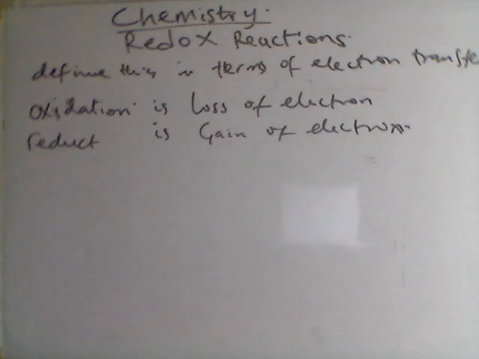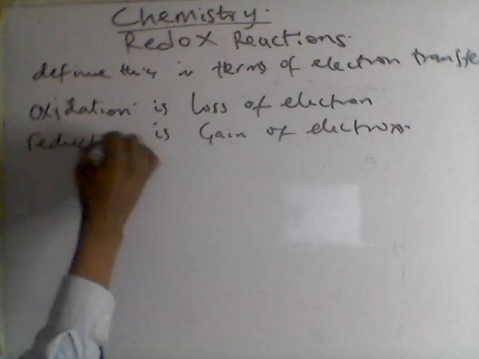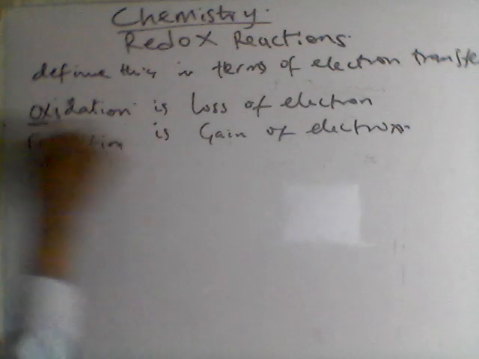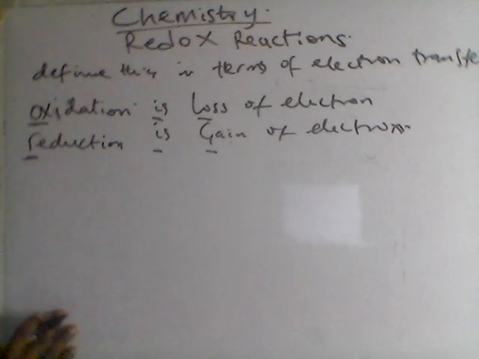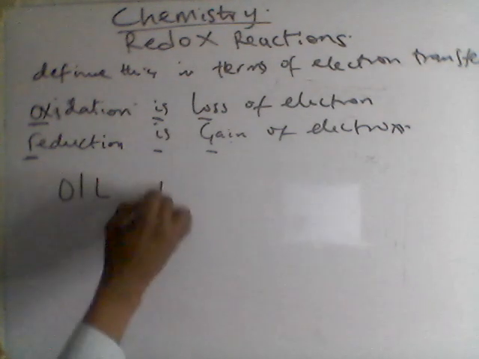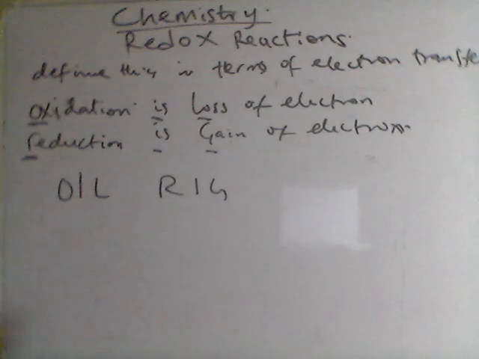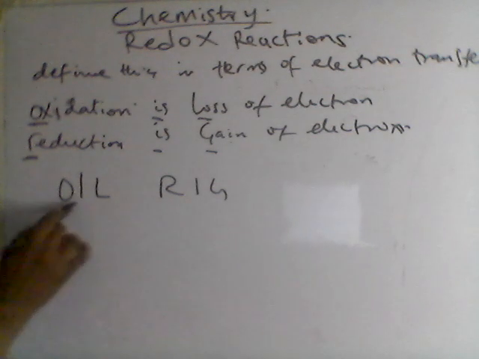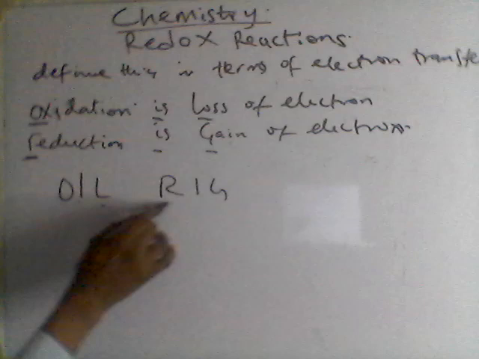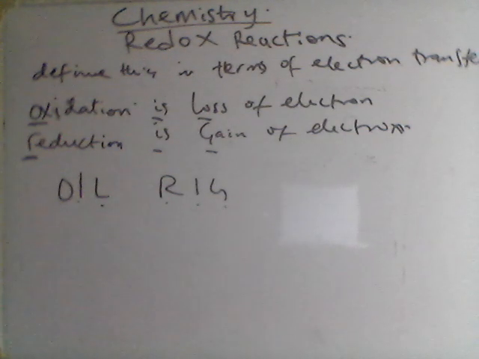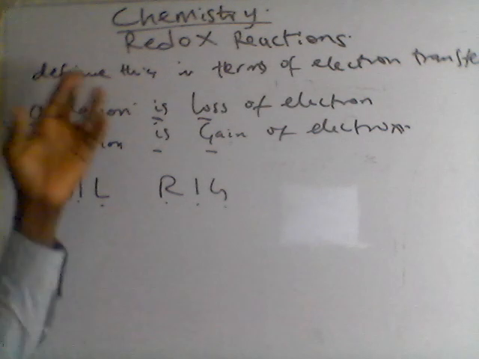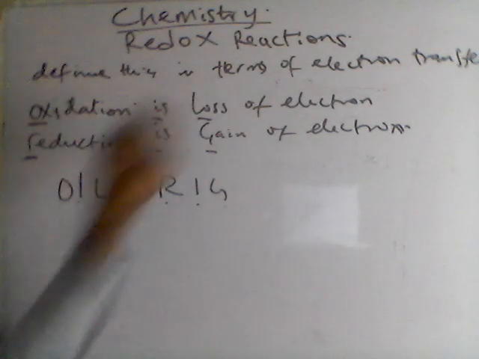Okay, so this one is very common in our exams, defining oxidation or reduction in terms of electron transfer. So look at the key terms here. Oxidation is loss of electron, and reduction is gain of electron. So we can use the mnemonic OIL RIG to remember this, where oxidation is loss of electron and reduction is gain of electron. So the OIL RIG mnemonic is helpful for us to define redox reaction in terms of electron transfer.